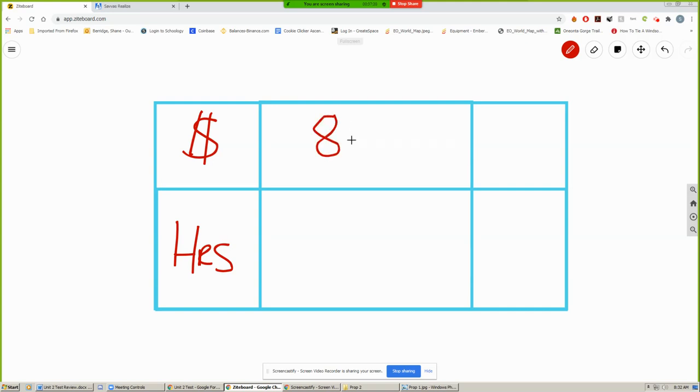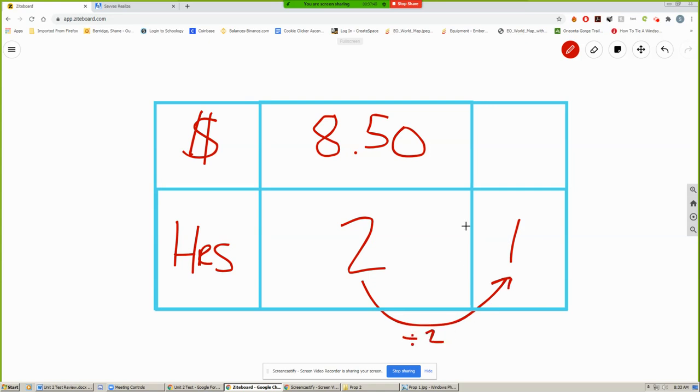Say he makes $8.50 every 2 hours, and we want to know what he makes in an hour. So we've drawn our box, we've labeled it, we've populated it with information, and now we can solve for this piece here. Remember, when you have information and you're trying to get to your unit rate, you're going to be dividing by whatever's here. In this instance, this would be $4.25. So he makes $4.25 an hour.